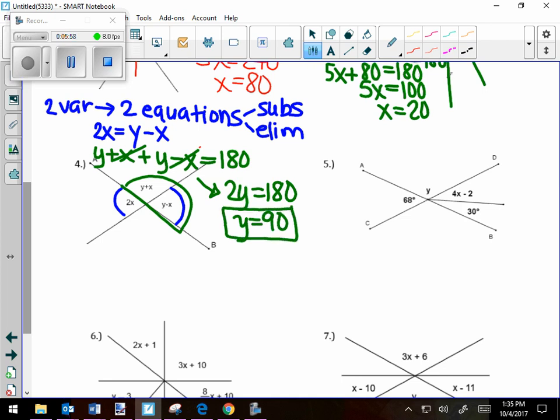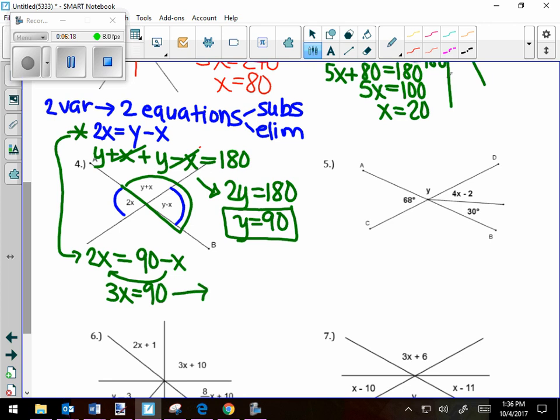Now I have to go back to the other equation and put in a y for 90 in this equation. So I end up with 2x equals 90 minus x. I'm going to add x to bring this over to be 3x equals 90. And then when I divide by 3, I get that x is 30. So sometimes when you're working on these questions, do not be surprised if you end up having two variables and you have to set up a system of equations in order to solve.